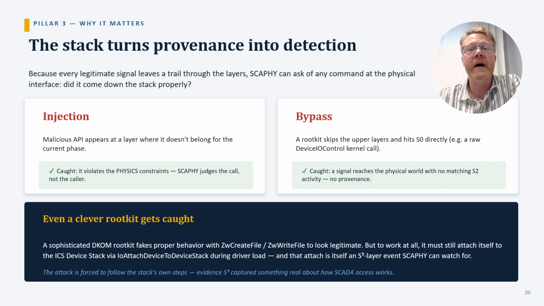A signal shows up at the bottom of the stack with no footprints on the stairs above it. That absence is the detection. This only means something because the stack defines what the proper footprints look like. Even a sophisticated direct kernel object manipulation (DKOM) rootkit that fakes the API call still has to physically attach to the device stack to function, and that attach step is an S-cubed event you can monitor. Specifically, it watches for a second attach to a device stack that already has a legitimate driver. The attacker is forced onto the stack's own terms.